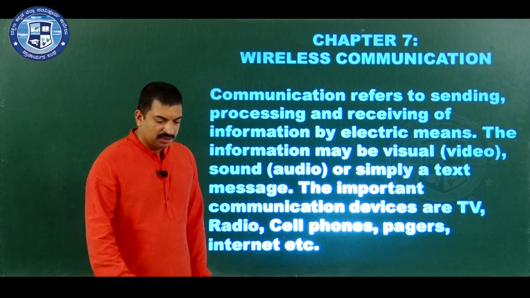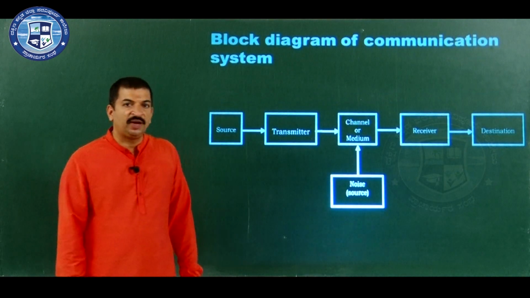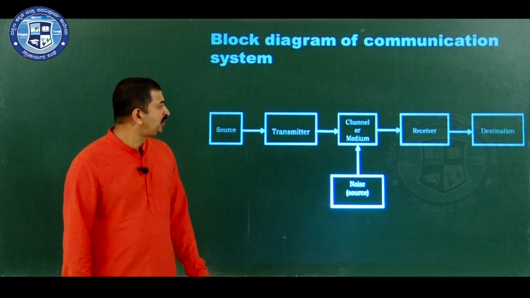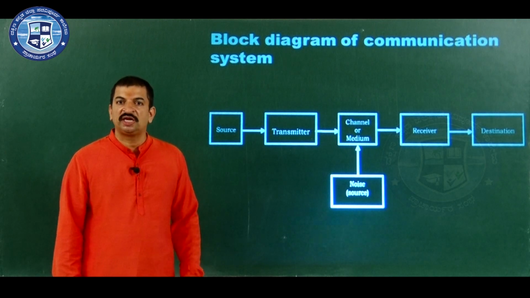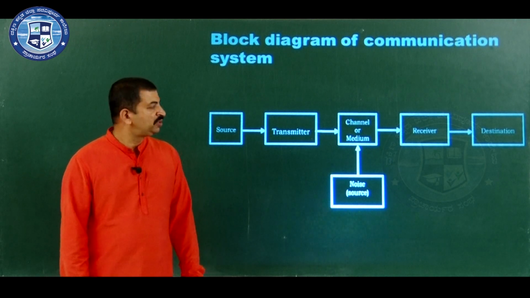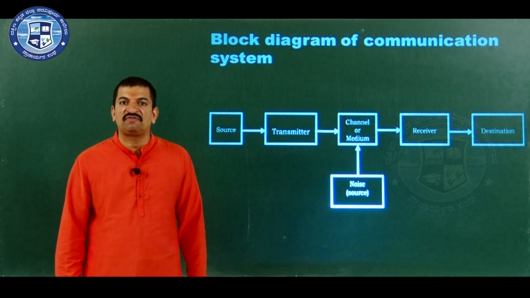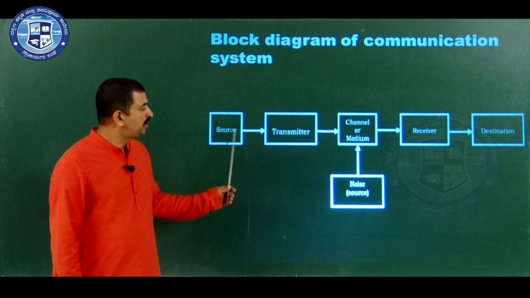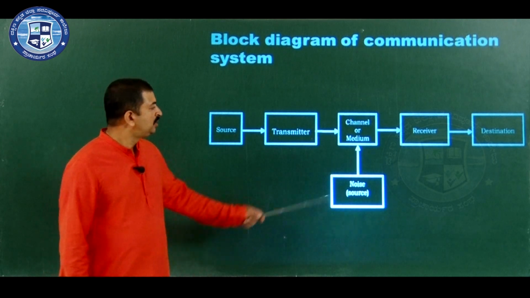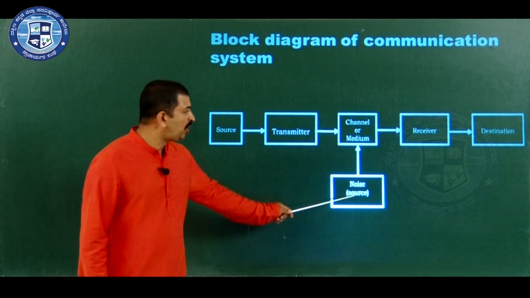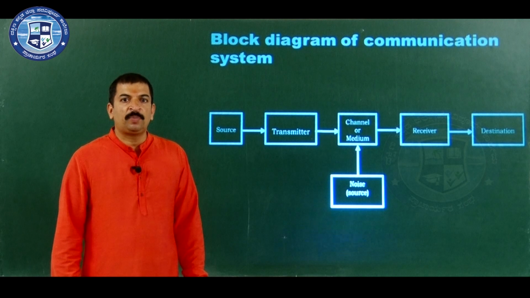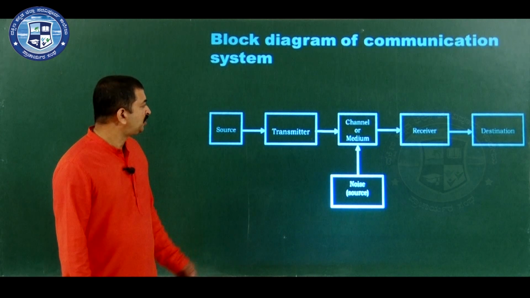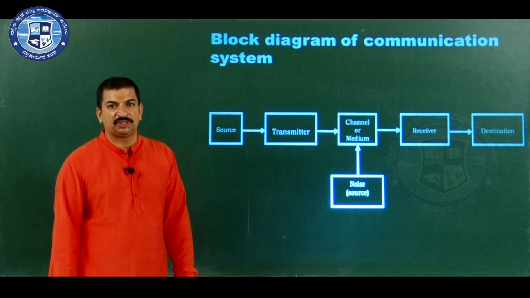Now, let us study the block diagram of the basic electronic communication system. The main function of the communication system is to transfer the information. There are 5 basic functional units of a communication system. One is the information source, and then the transmitter, the communication channel, the noise and the receiver. These are the important functional units of a communication system. We will discuss them one by one. Let us observe the block diagram of a communication system.